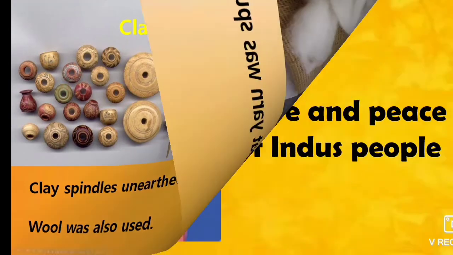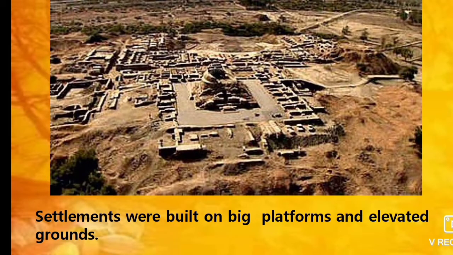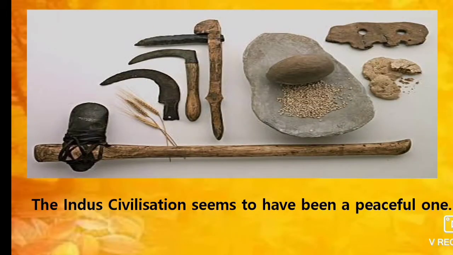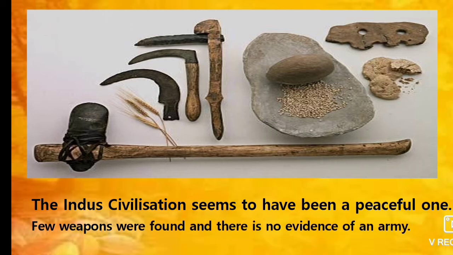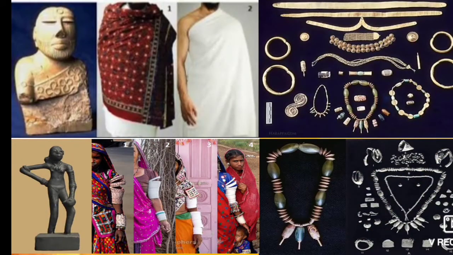Next is the love and peace of Indus people. Settlements were built on big platforms and elevated grounds. Students, mostly they were built on big platforms on the highest grounds. The Indus civilization seems to have been a peaceful one. Few weapons were found and there is no evidence of an army. So they lived a peaceful life. They displayed their status with garments and precious jewelry. Students, they showed their status with cloth and costly jewelry. Then they had an advanced civic sense also.